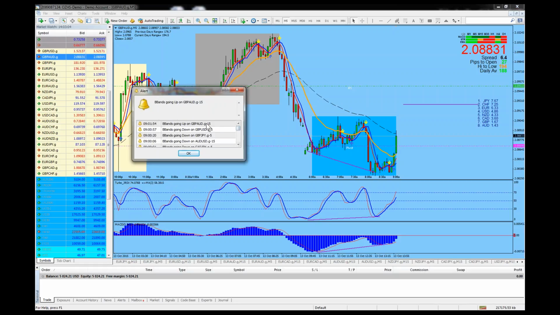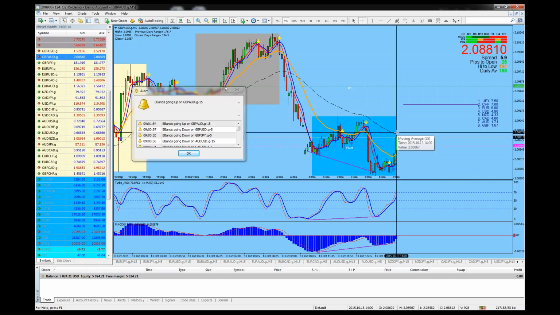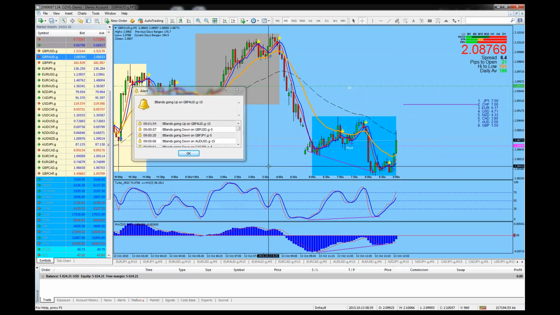So pound Aussie going up. Well, that was this arrow right here. And again, we waited for it to close. And the reasonable target when you close above the 18 would be this 55. All right.